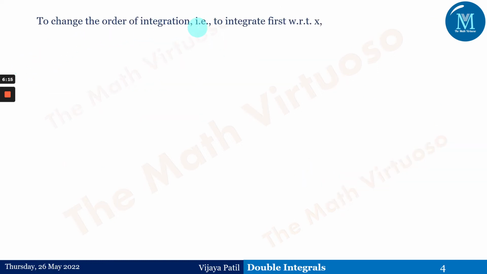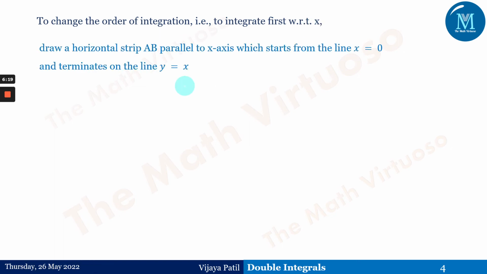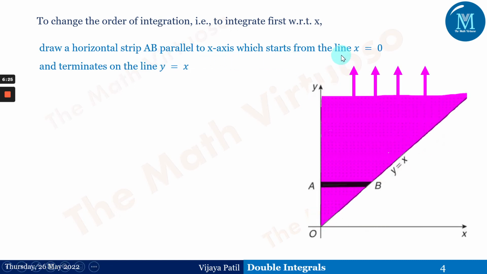So change the order of integration, that is, integrate first with respect to x and then with respect to y. So we need to draw a horizontal strip AB parallel to the x-axis which starts from the line. You can check it here. This is what we have to do. Beforehand, in the previous case, we had a strip parallel to the y-axis. Now we have to make the strip horizontal.